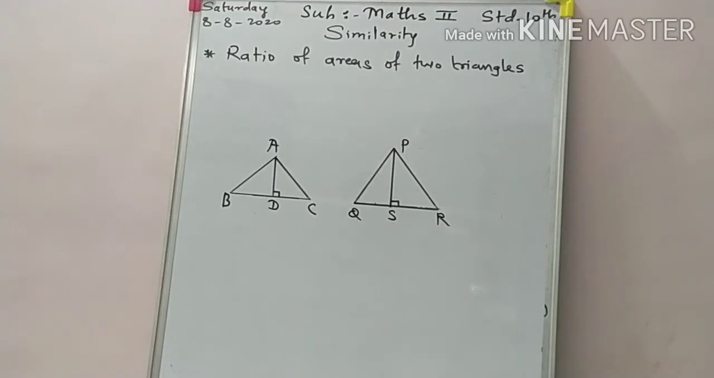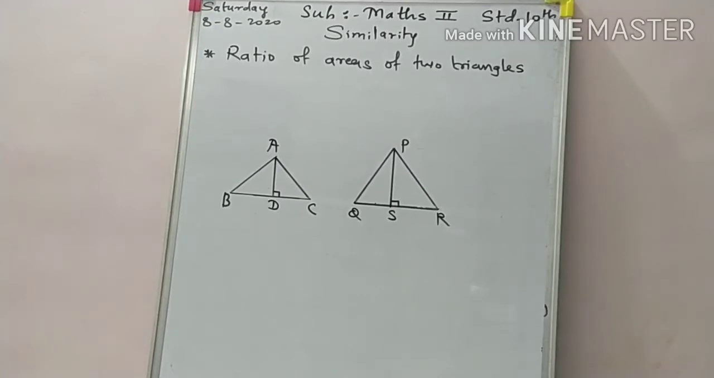So here first we have the property of what? Ratio of areas of two triangles. Ratio, we have studied ratio and proportion in our previous standard. What is meant by ratio? The ratio of two numbers means we have to take their division.